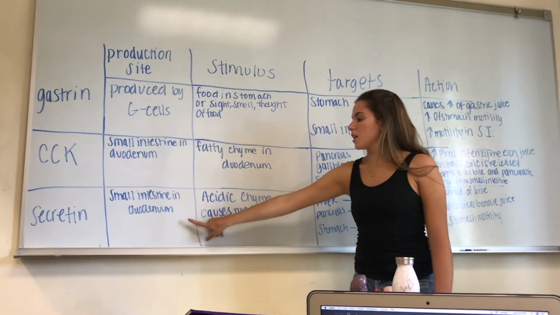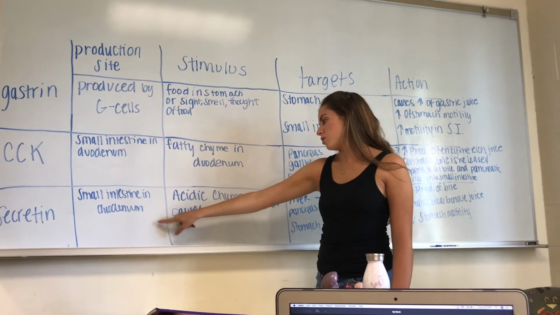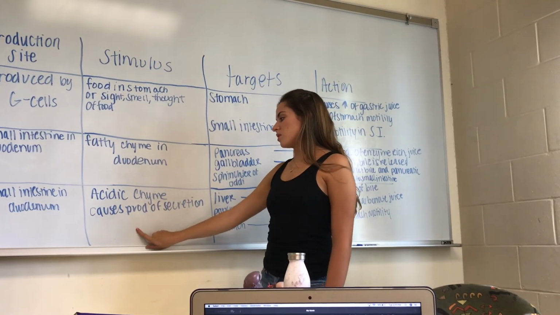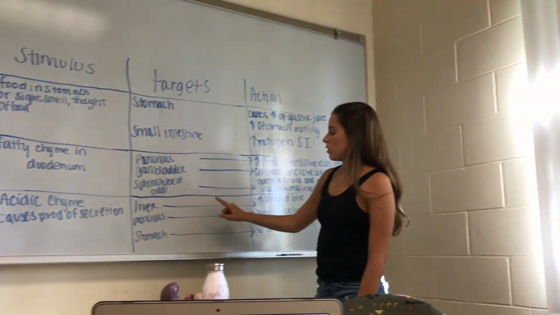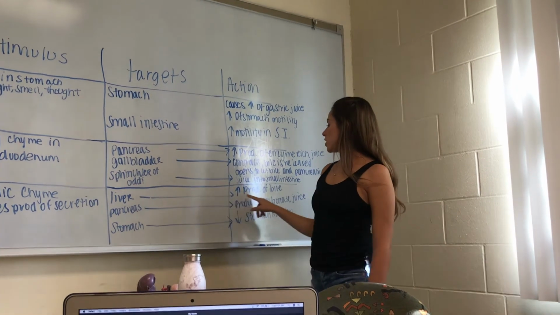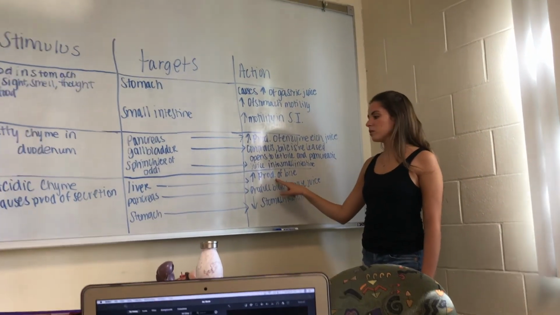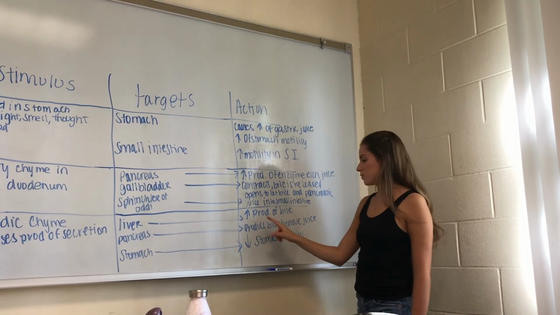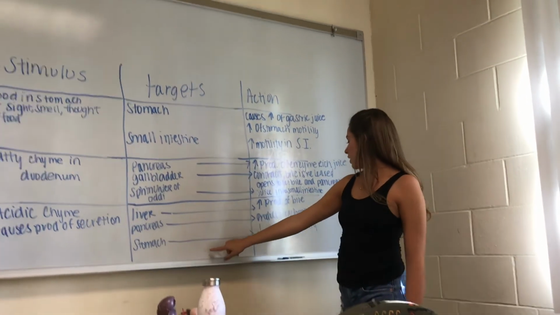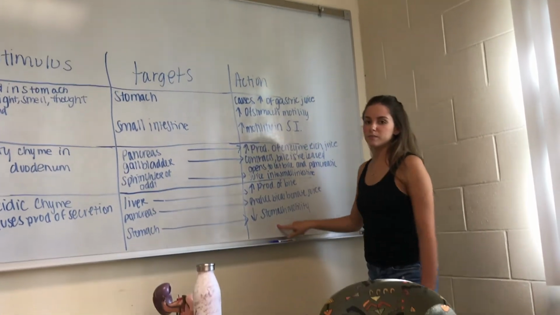Secretin's production site is the small intestine and the duodenum also. The stimulus is acidic chyme, and it causes production of secretion. It targets the liver, which increases production of bile. The pancreas produces bicarbonate juice. In the stomach, it decreases stomach motility.